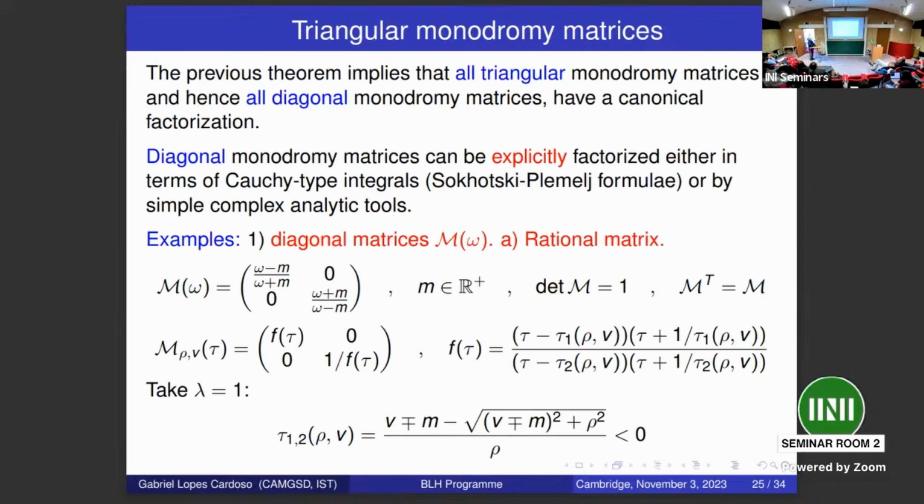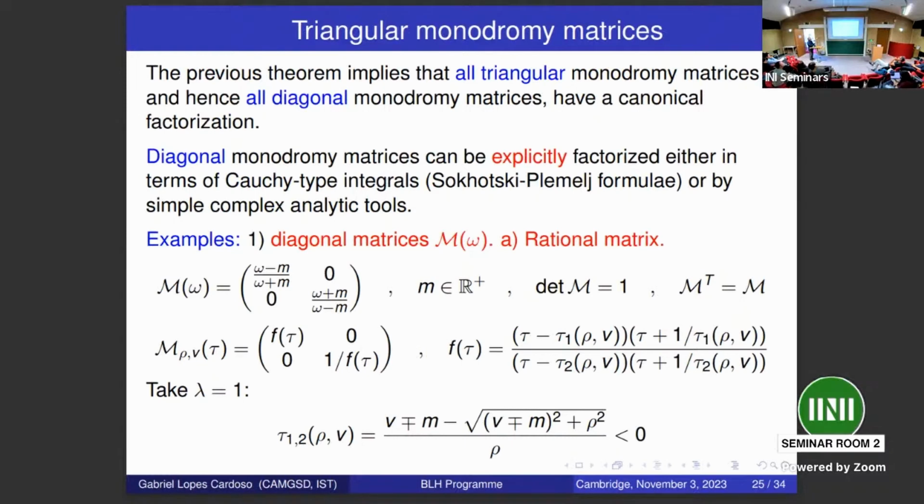In the first example, let's pick a diagonal matrix, and so we pick an M of W, and let's pick it to be rational, like so. M here is a parameter which we take to be positive. It has determinant 1, and remember that here we are in the context of Einstein gravity, reduced from 4 dimensions down to 2. The matrices are 2 times 2. The generalized transposition, the involution, is just transposition, and so this matrix satisfies that.